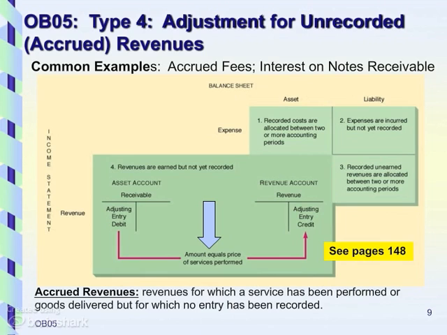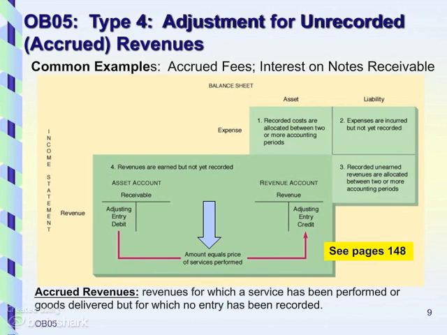Let's look at the fourth type of adjustment. This is an adjustment for unrecorded or accrued revenues. These would include such things as accrued fees or interest on a note receivable. Accrued revenues are revenues for which a service has been performed or goods delivered, but for which no entry of cash has yet been recorded. Accrued revenues are any revenues that have been earned but not yet recorded during the accounting period, and therefore they require an adjusting entry that debits the asset account and credits the revenue account.